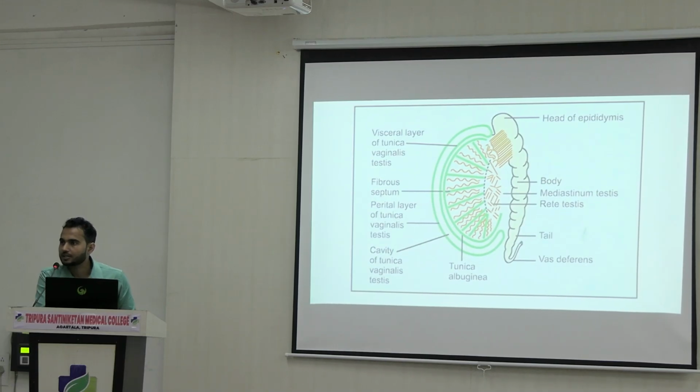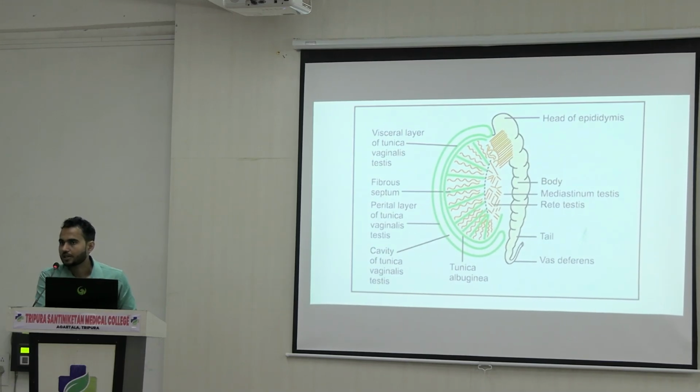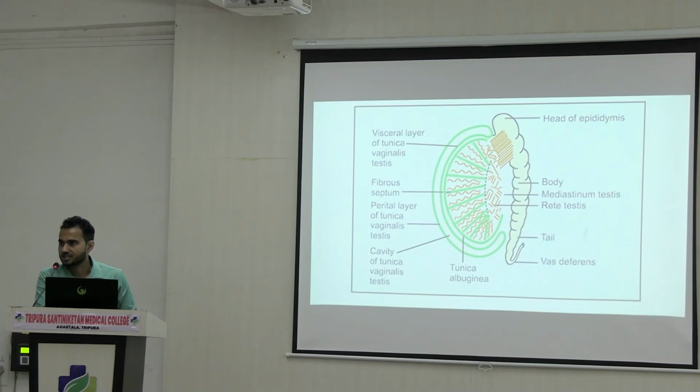Now those efferent ductules will emerge at the upper pole of the testis. As you can see, this is the upper pole of the testis, and then they will enter the epididymis. These efferent ductules will constitute mainly the head part of the epididymis.